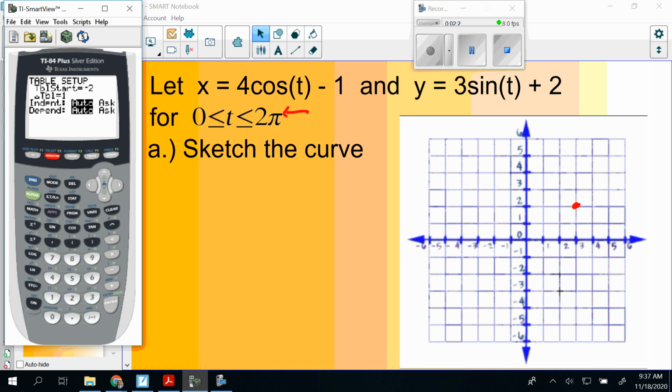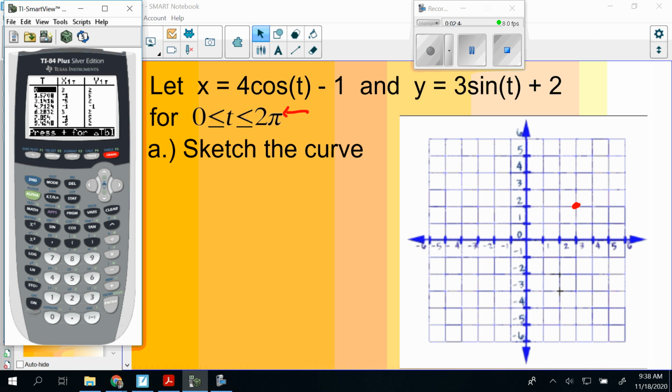So let's go to our table here. Let's have our table start at 0 because that's where our t starts, and let's have our change go by pi over 2. Then we should get some better values here. So now if we go back to our table, there's some better values.